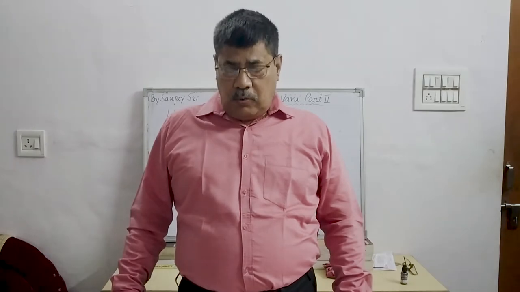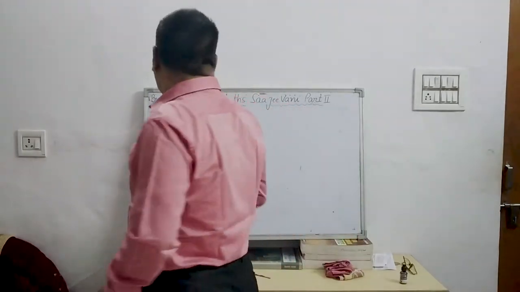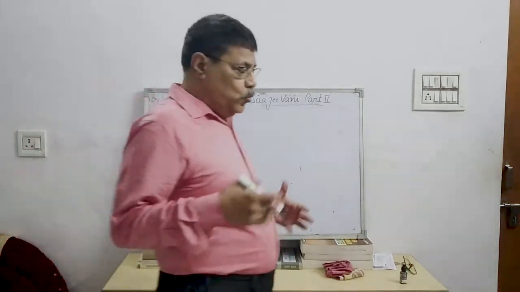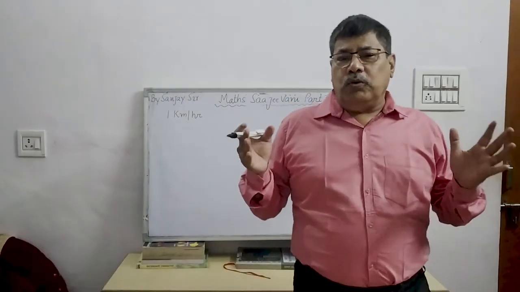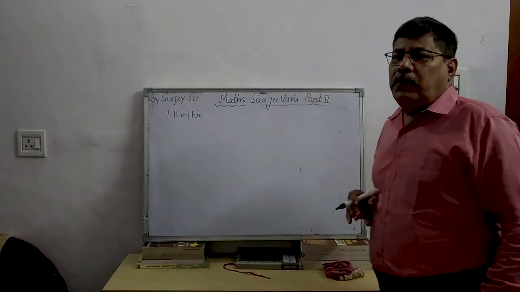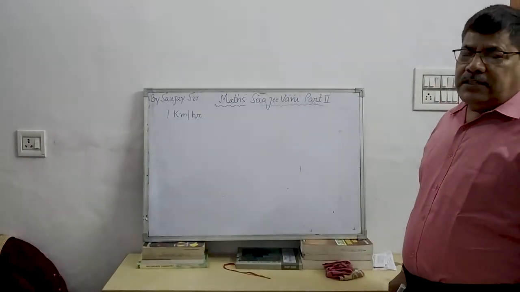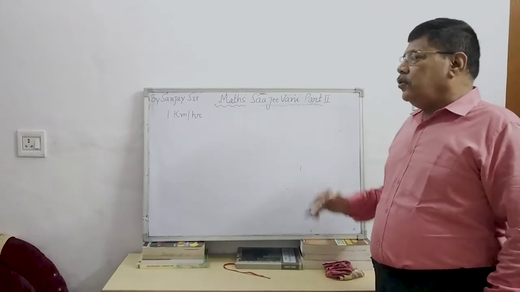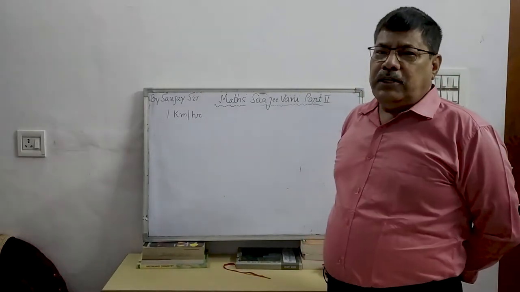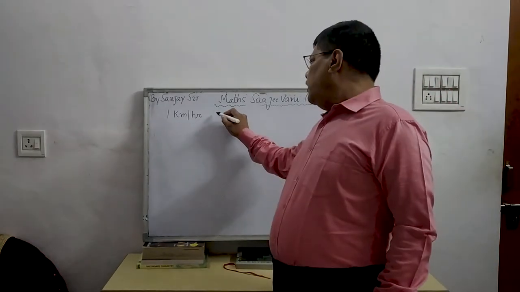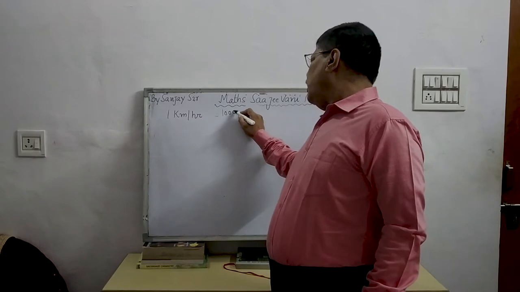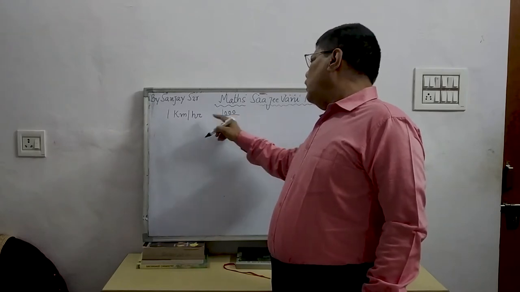Okay, now listen here. Suppose 1 km/h is there and you have to change it into meter per second. How will you change it into meter per second? This is the problem. As we know that 1 km has 1000 meters, so this will be equal to 1000 upon 1 hour.